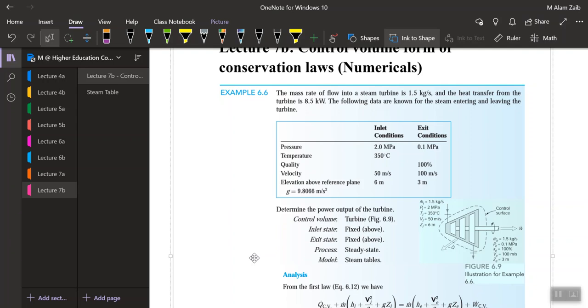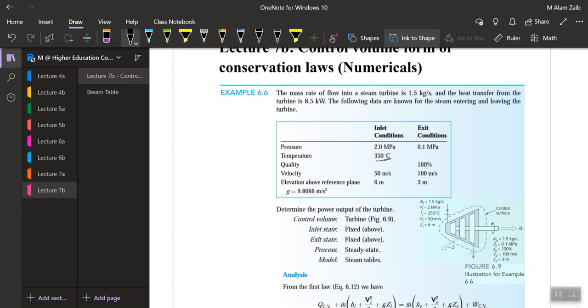turbine is 8.5 kW. The following data are known for the steam entering and leaving the turbine. So the inlet condition is pressure is 2 megapascal, temperature is 350 degrees centigrade, the velocity is 50 meter per second, and the elevation from the reference plane is 6 meter.